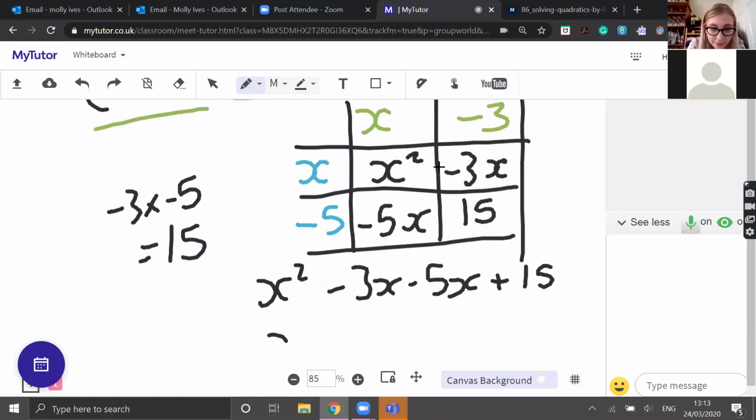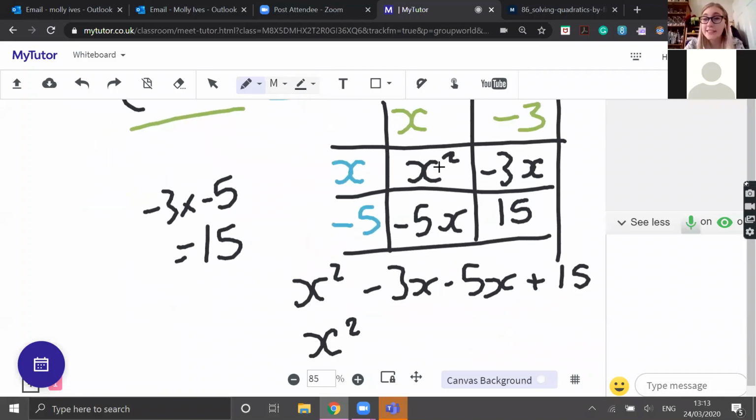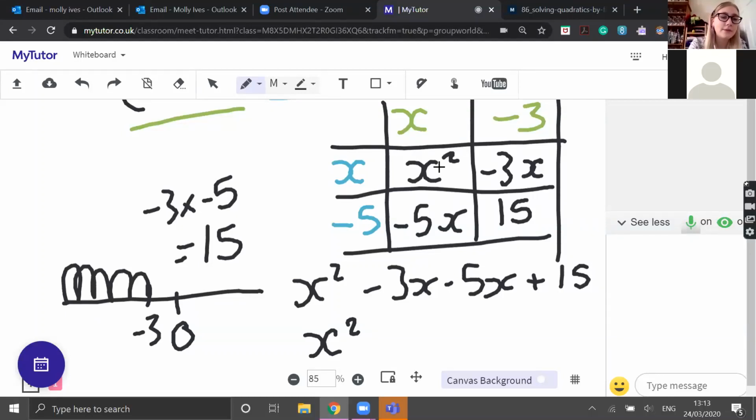And then again, we can simplify this. So minus 3x minus 5x. This can be a bit confusing as well. I still think of it for negative numbers on a number line. So if we imagine that 0 is here, and we're essentially doing minus 3 minus 5. So we go to where minus 3 is, and we know that minus 5 jumps us down 5 steps. So it's going to be minus 8.